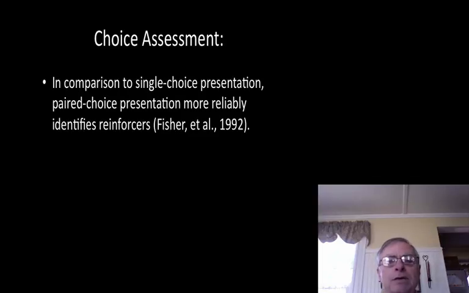In comparison to single choice presentations, paired choice presentations are much more reliable identifiers of reinforcement. So if you're just giving them one thing to play with, one at a time, and seeing whether they take it or don't take it, whether they engage with it, that's not a very good predictor. You need to give them access to at least 2 things, or maybe like Gary Pace did, more than 2 things. And then make sure they're engaging with everything, that they've experienced everything, and then take some data on which one they spend more time with.